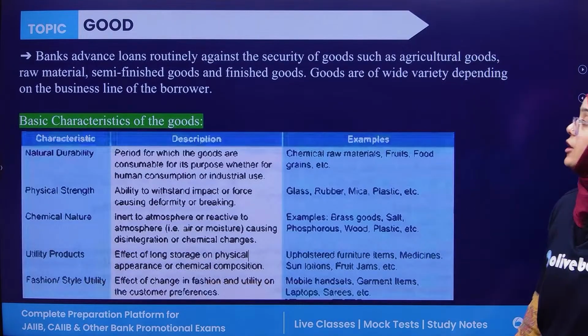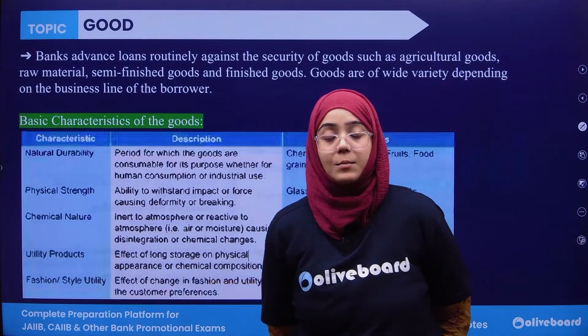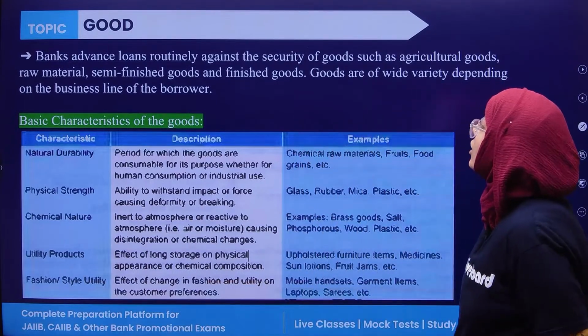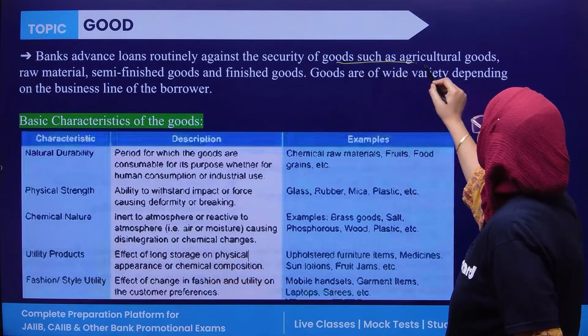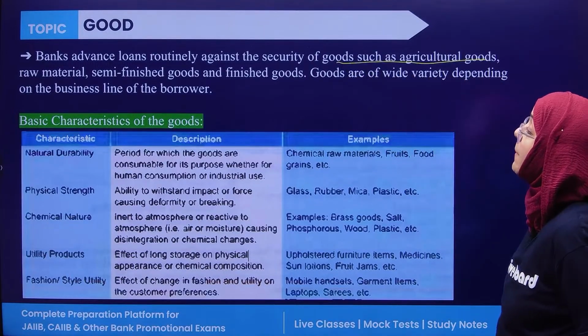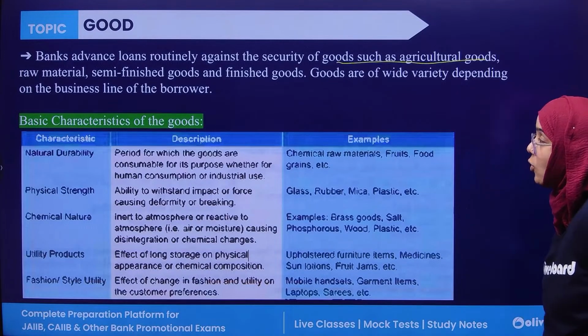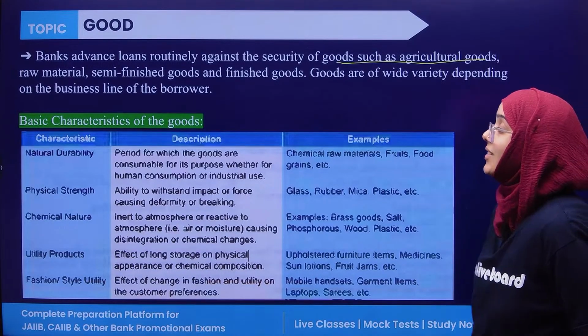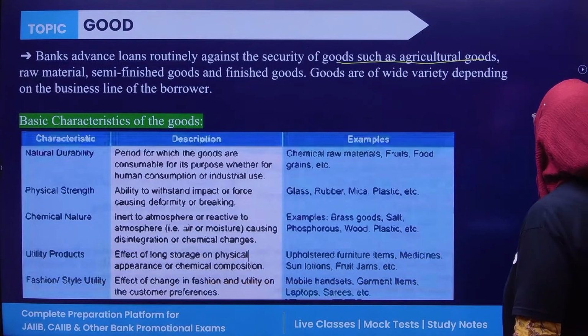Okay. Next, if we talk about goods, goods are somewhat riskier than land and building. Now, banks can give advance loans against the security of goods such as agricultural goods, raw materials, semi-finished goods, and finished goods. The characteristics of goods are defined in these ways. So these are the characteristics of the goods.